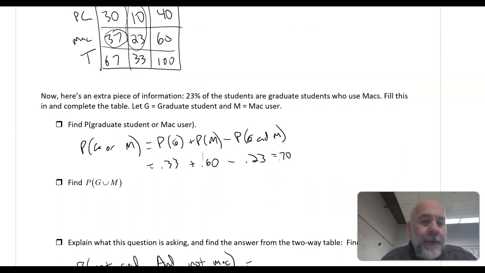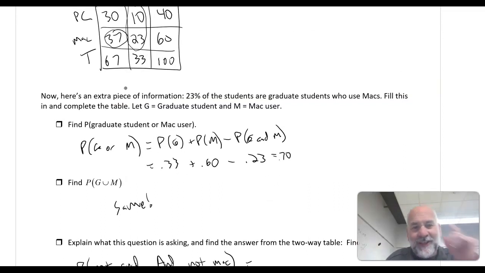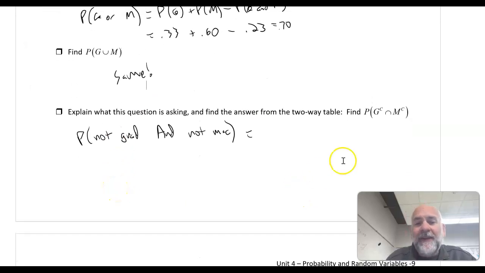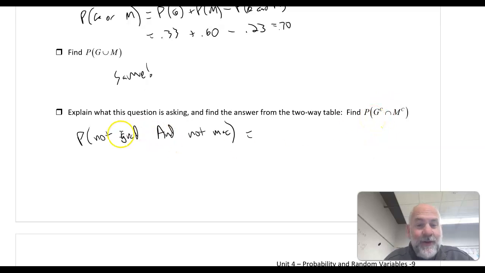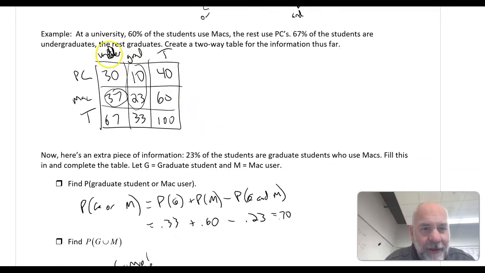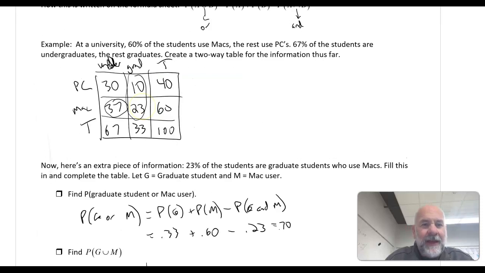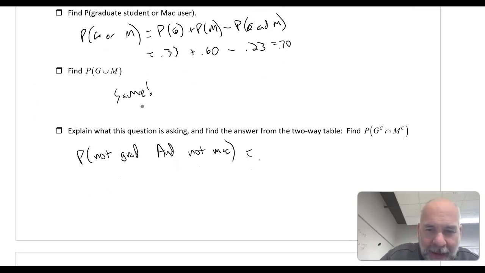The second one, probability of G union M, is the same question. That was a trick question. That's what the U symbol means, or, so it's the exact same thing as graduate or Mac. What is this one asking? This says probability of not graduate and not Mac. So not grad and not Mac means you're an undergraduate student who uses a PC. I can figure that out. An undergraduate who uses a PC, that'd be the 30% right there, and I can get it straight off the table.